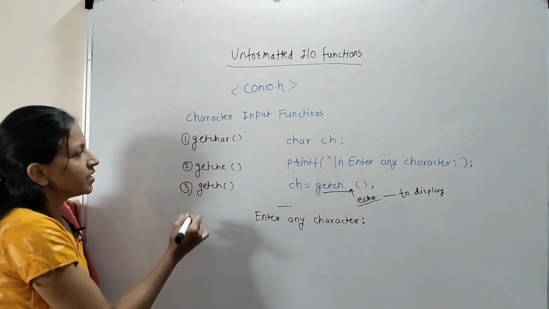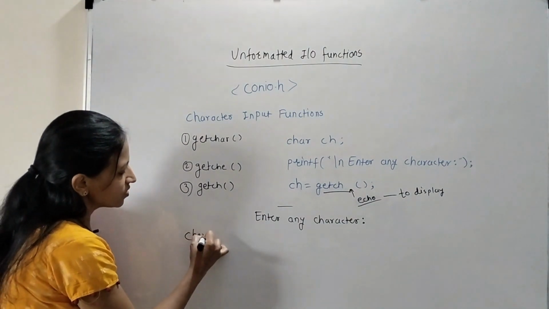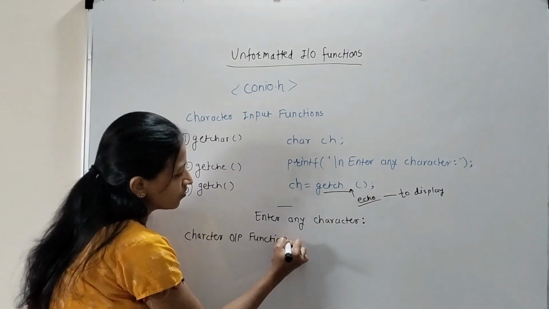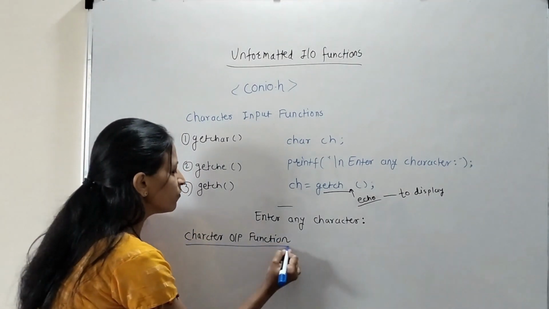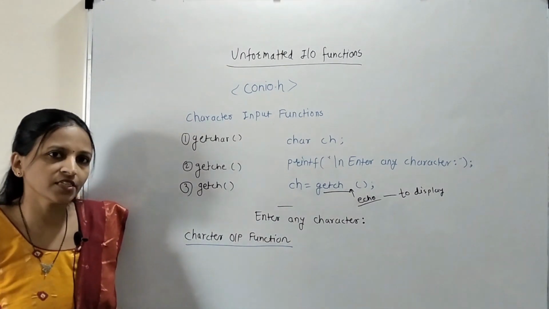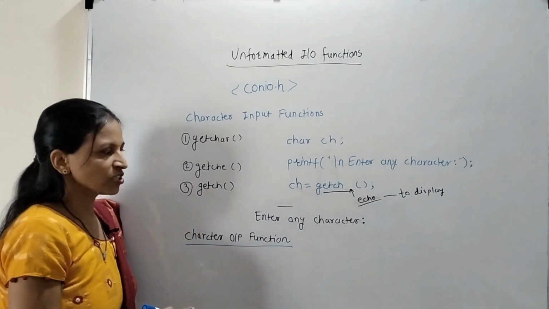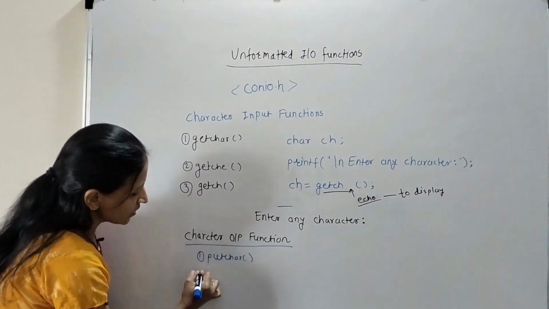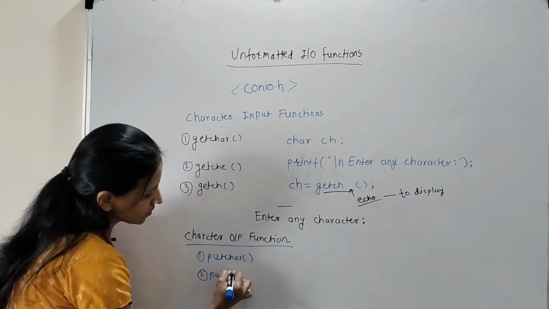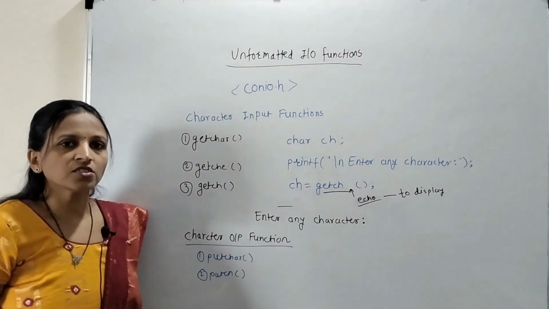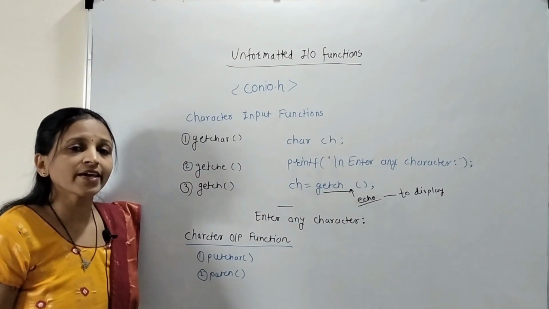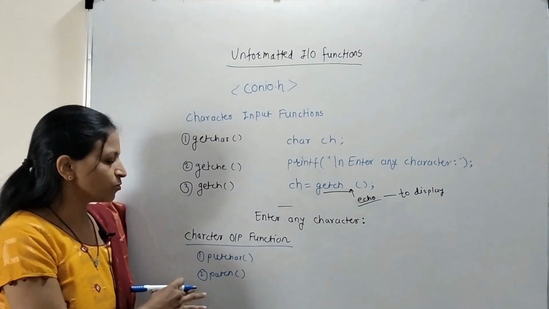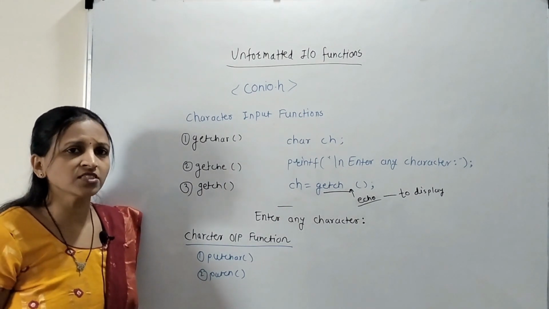Now again there are some character output functions provided by C language under these unformatted IO functions. Output means suppose we want to display any character onto the screen, then we can use these character output functions. There are only two functions: the first one is putchar and the second one is putch. Both functions' purpose is the same, to display a character onto the output screen. There is no difference between them.